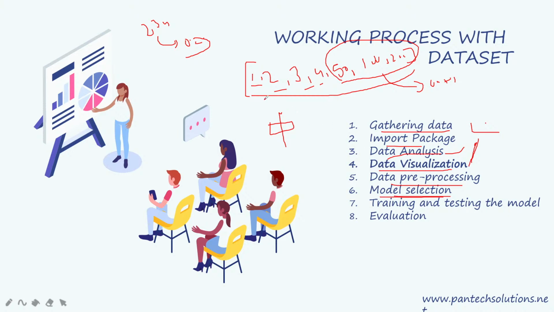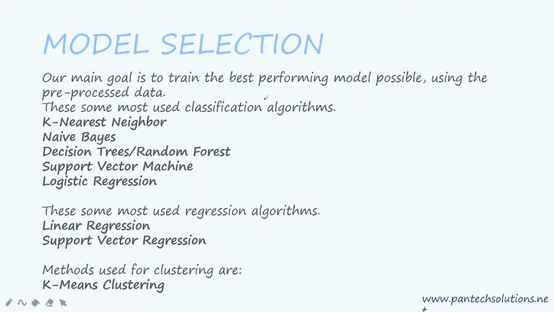Based on your data types you need to choose which type of model you need, whether it's supervised learning or unsupervised learning. These are important things to choose in machine learning. After model selection you need to train the model, test the model, and evaluate it. So this is the working process with the data set.